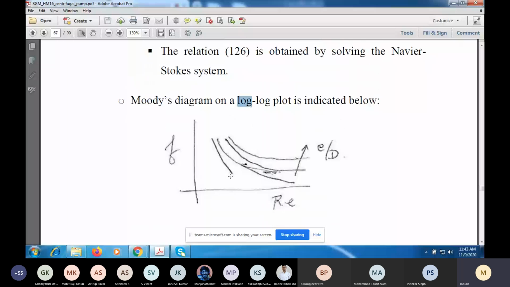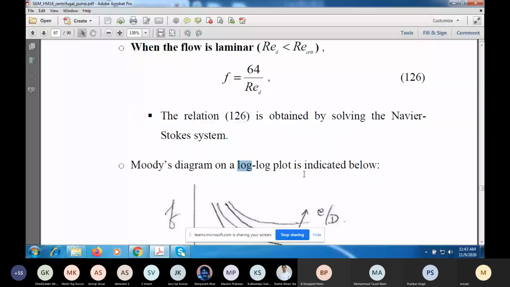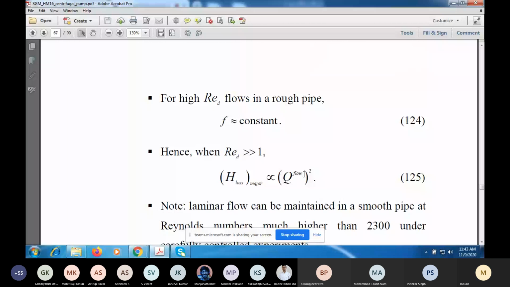And when it is turbulent, you have flows like this for different E by D ratios. So as E by D increases, the value of the friction factor increases. But what you see here is that when the Reynolds number is large and the pipe is rough, the F is roughly a constant. So for high Re flows in a rough pipe, F is almost a constant. And this constant value might be given to you in a problem.